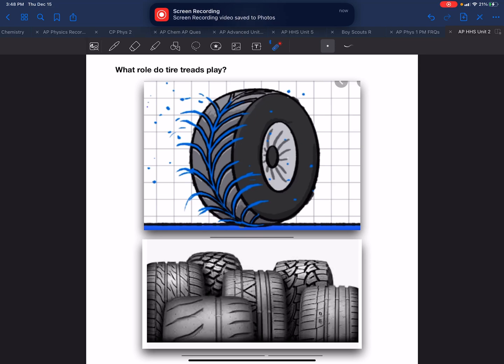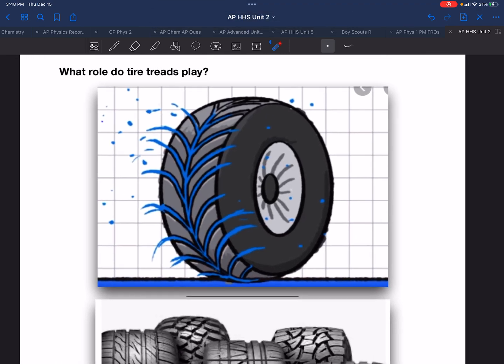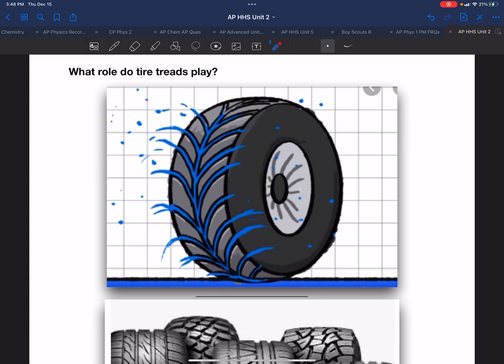In this next installment, we'll talk a little bit about tire treads. Now, generally speaking, the AP does not ask questions about tire treads, but this is some of the most useful information you can have, not only in maintaining your own vehicle, but for safety and driving. And it's something that's actually extremely relevant in many regards, as you'll see.